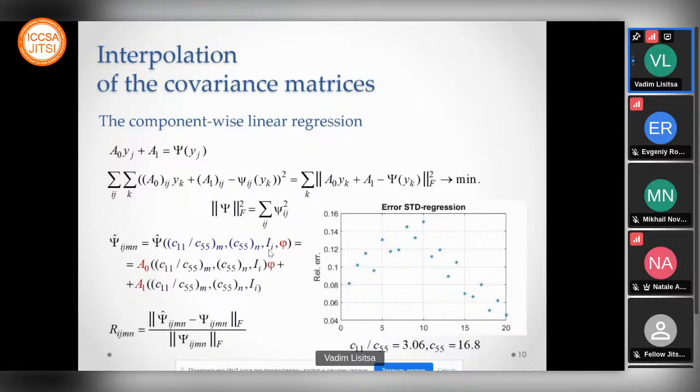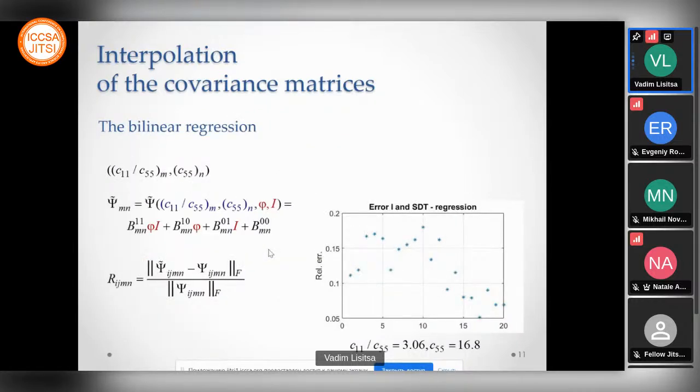Pretty much the same results we obtained for the standard deviation. So if we are talking about the dependence of the covariance matrix on the roughness of the interface, it depends pretty much linearly on these two parameters. It's quite nice. So we can apply multilinear, bilinear regression to estimate the logarithm of the covariance matrix of the stiffness tensor with respect to the standard deviation and correlation lengths.